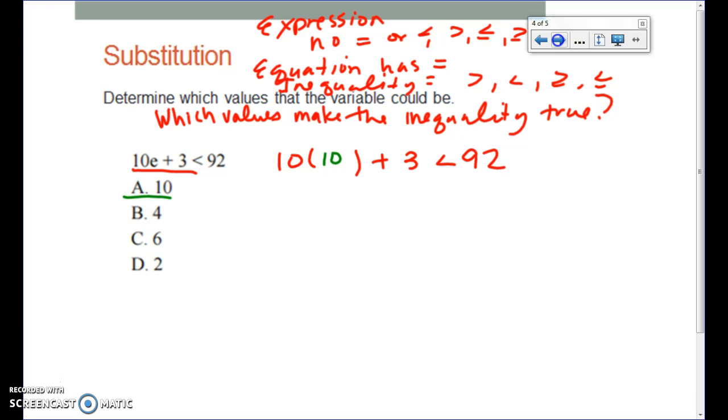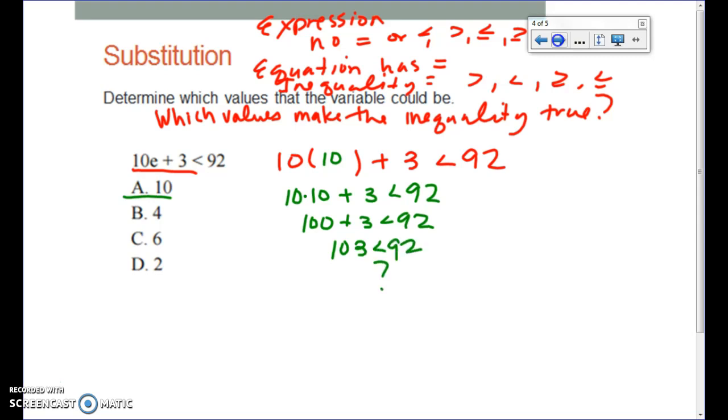And I'm going to follow order of operations. So 10 times 10 plus 3 is less than 92. Well, let's figure this out here. 10 times 10 is 100. And 100 plus 3 is 103. Is 103 less than 92? No, it's not. So A is not a value that the variable could be. Okay, the variable e cannot be 10 because 103 is not less than 92.